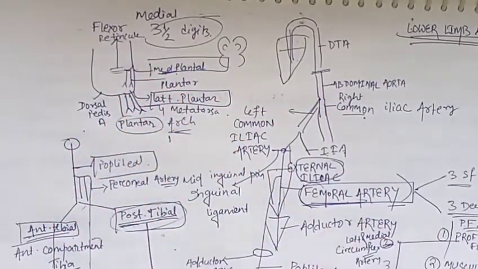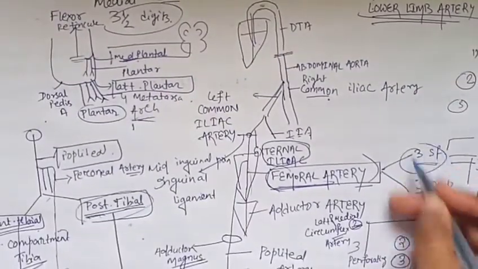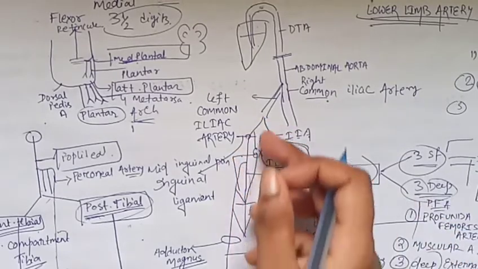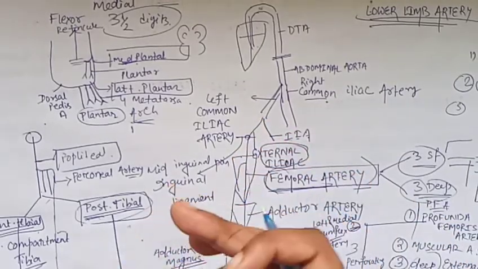With it we also remembered the three superficial branches and the three deep branches, what the branch names are, with their course, which we just discussed. So in this way we covered the topic.